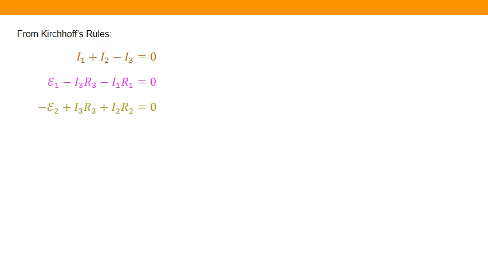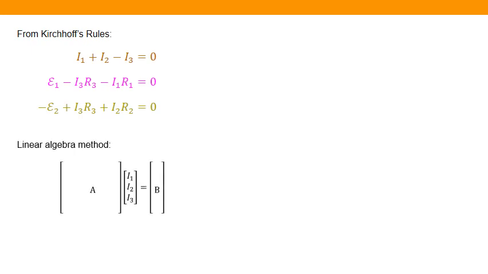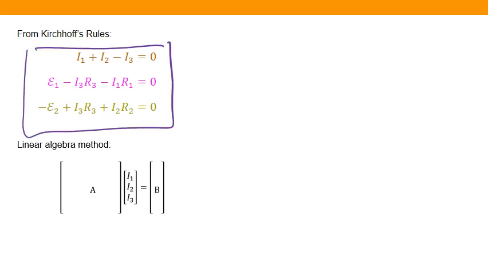Now, the idea of how to use linear algebra to solve a system like this is that ultimately we're trying to find a matrix, a way to write these equations in a matrix form where I have an A matrix multiplying a vector that contains my variables I1, I2, and I3. And that matrix times that vector will equal some other vector that contains the results.